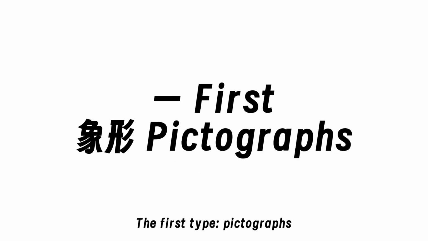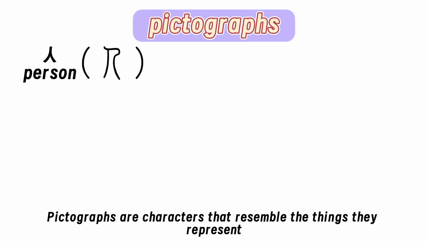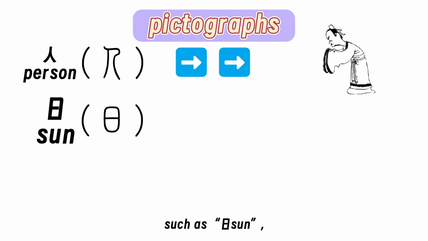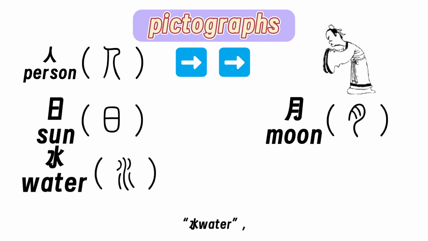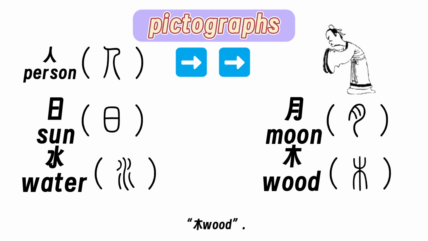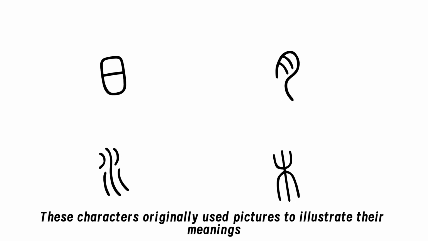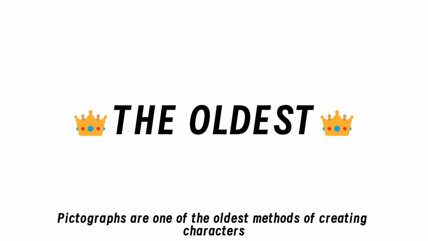The first type, pictographs. Pictographs are characters that resemble the things they represent, such as 日, sun, 月, moon, 水, water, 木, wood. The characters originally used pictures to illustrate their meanings. Pictographs are one of the oldest methods of creating characters.